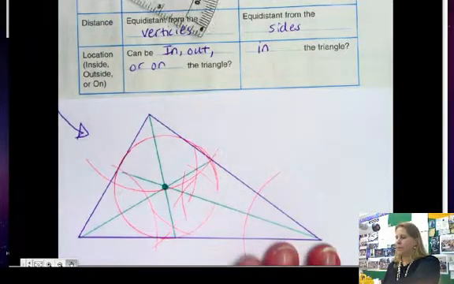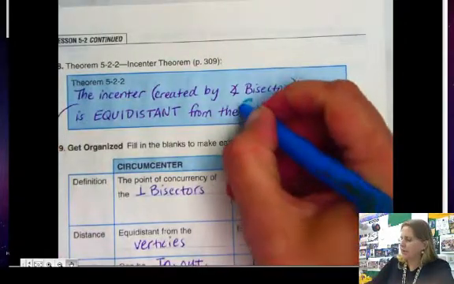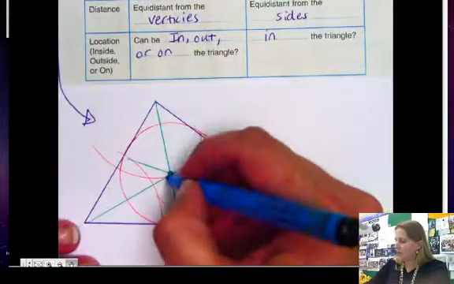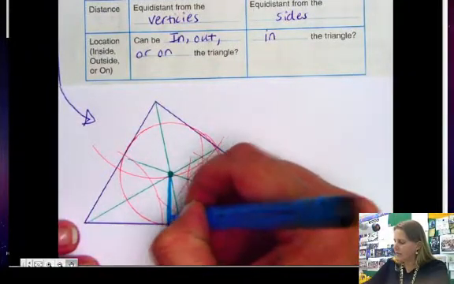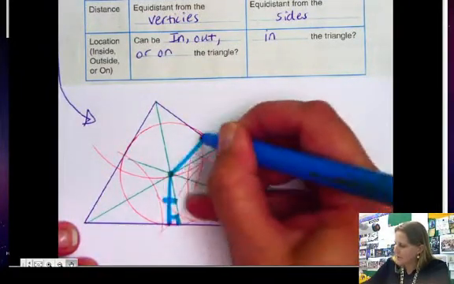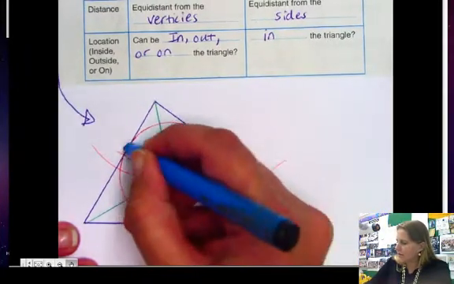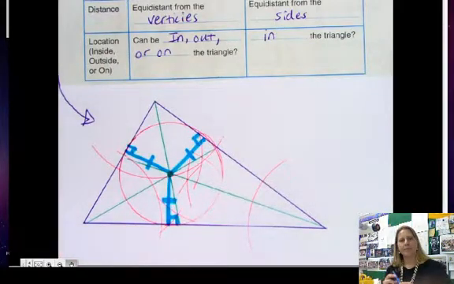And remember, what's cool about this is that it's equidistant from the sides, okay? So that means that this length here is the same as this length here, which is the same as this length here, okay? So that's an InCenter.